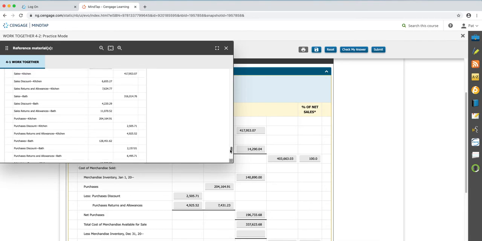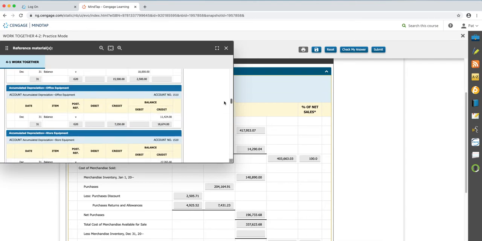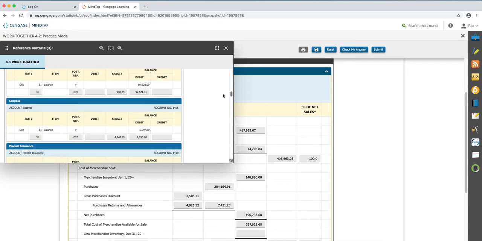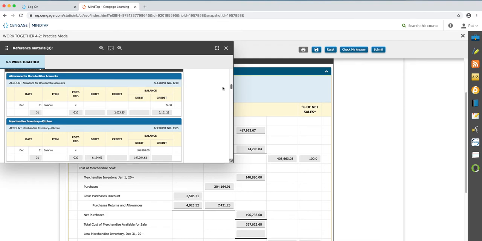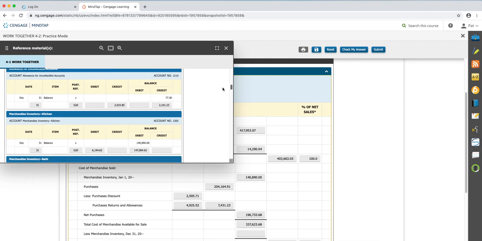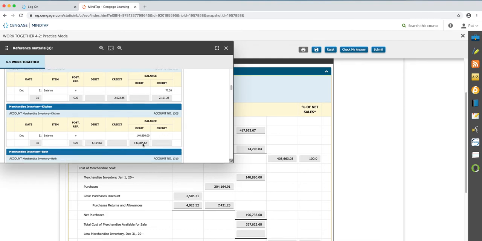Where are we at? Well, I just always used to go up here. So go to merchandise inventory, and we are dealing with kitchen, right? 147.84. So this is our ending inventory, which means that's how much we still have, right?